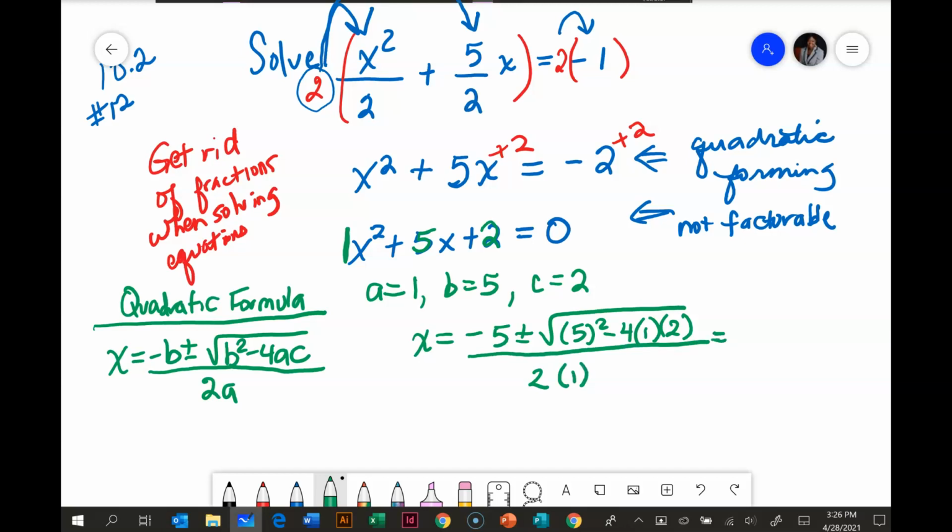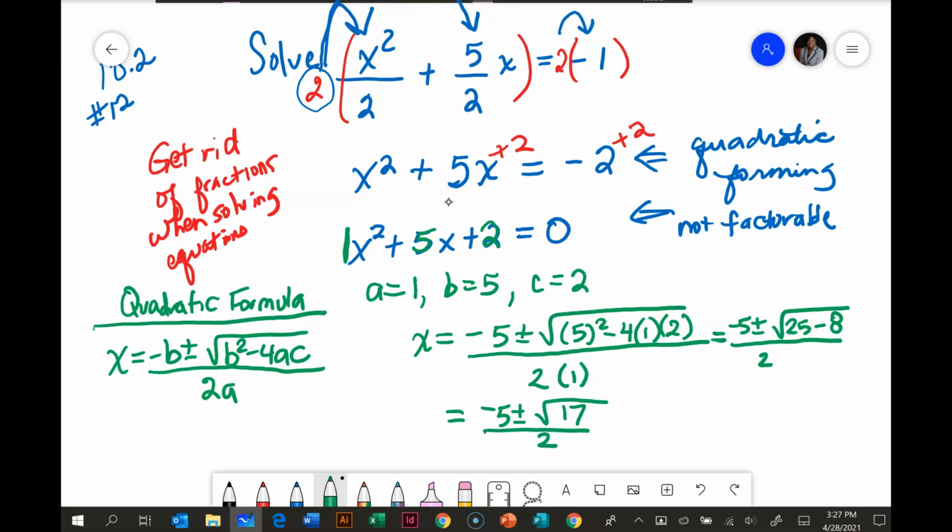All right. I'm going to put equal here. Always put equal in between your equations and your simplification. Now we have -5 plus or minus 5 squared is 25. And we have minus 4 times 1 is 4. 4 times 2 is 8. Divided by 2. All right, I'm going to go over here. That's -5 plus or minus. What is 25 minus 8? That's 17 divided by 2.